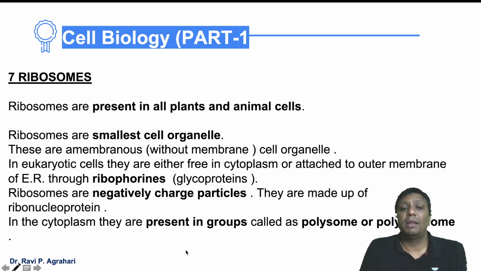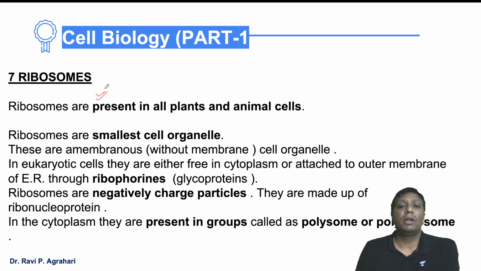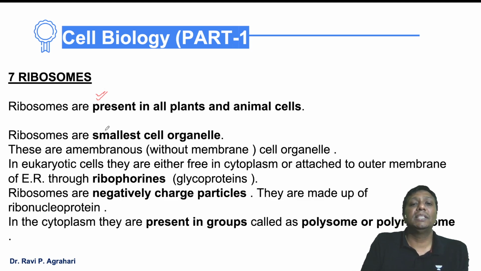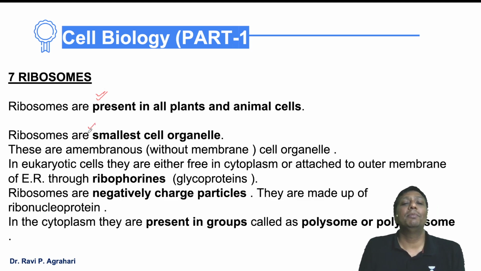Next cell organelle is the ribosome. Ribosome is available in every plant and animal. You should know guys, ribosome is that cell organelle which is present in all plants and animals. As the largest cell organelle you people have seen chloroplast. Here I am telling you which one is the smallest cell organelle. The answer is ribosome. You people remember.